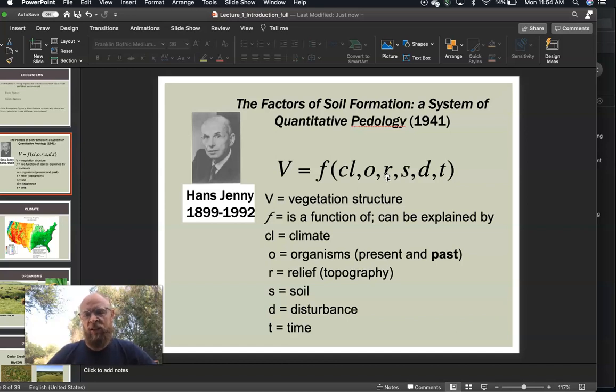Not long after that, he expanded that to the vegetation, because soils are so important to the vegetation, and vegetation can affect soil formation, that these things are really intertwined. And so eventually he came up with this generic equation for what controls vegetation in any particular place. So V in this case stands for vegetation is equal to, or is a function of, that's the fancy F here, these 6 factors. And so these 6 factors are climate, organisms, relief, soil, disturbance, and time.